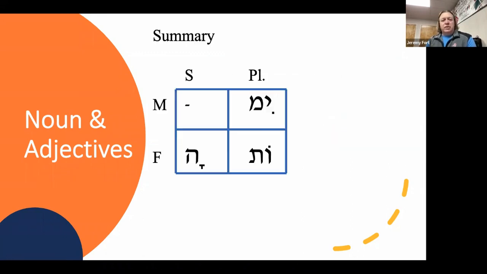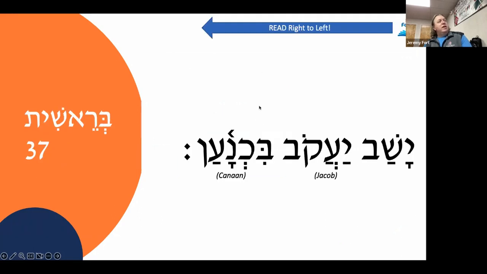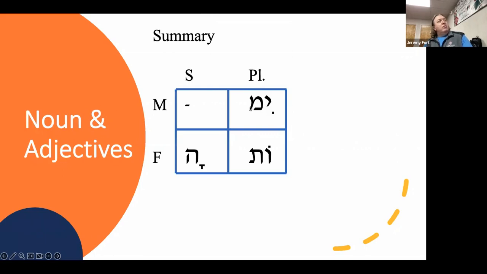So as a quick little summary here, just something that you can come back and look at: if we have a masculine singular, there's no change to the ending of the noun or the adjective. If we have a masculine plural, it's im. Sorry, that should be a final mem. That's my bad typing. Ignore that. In fact, I'll just change it right here.